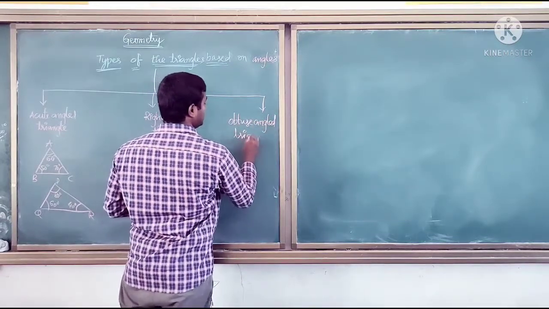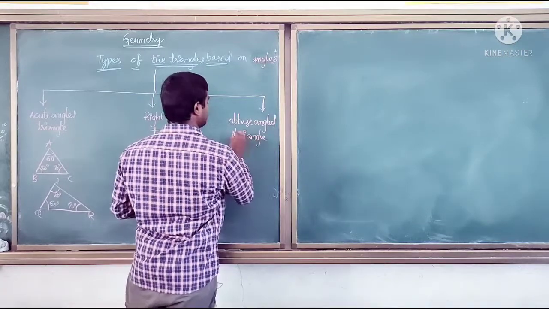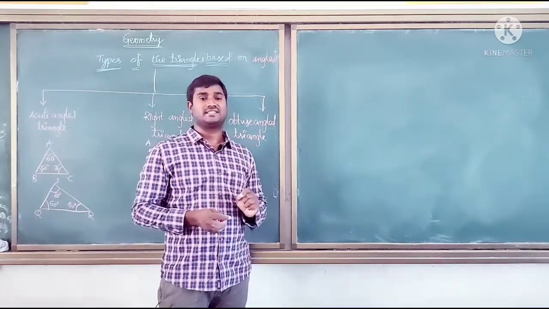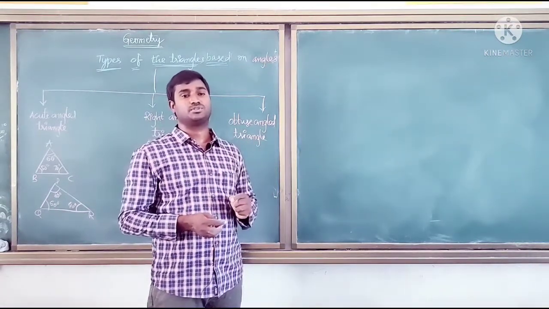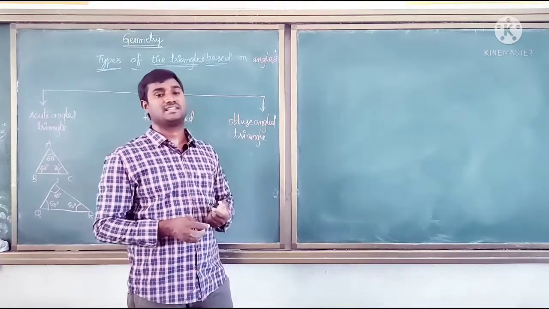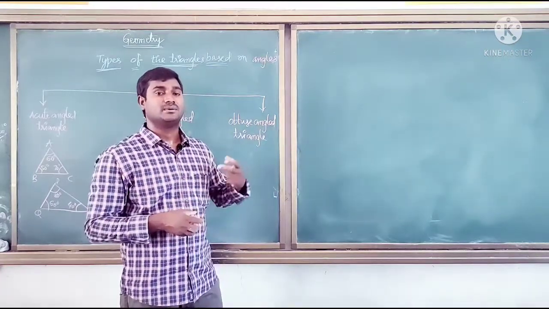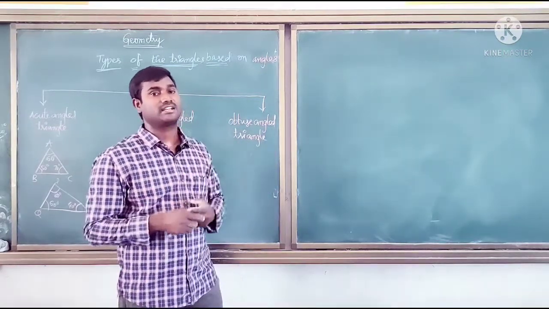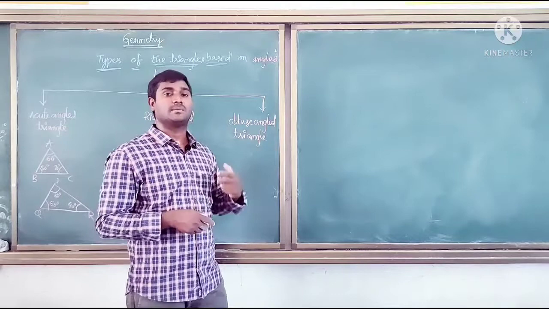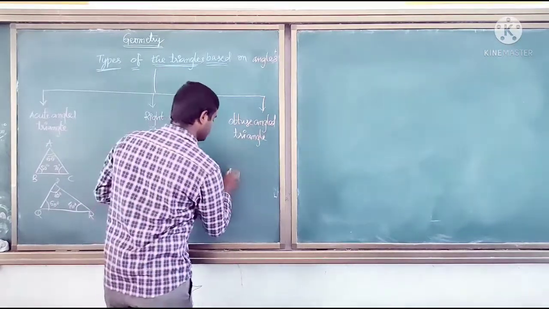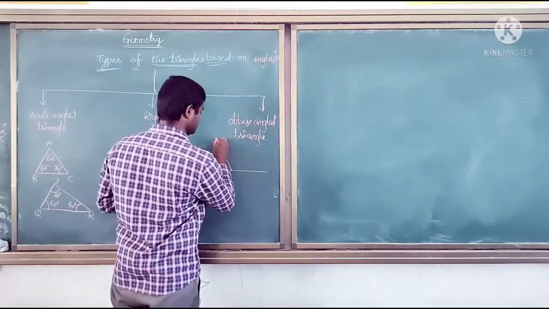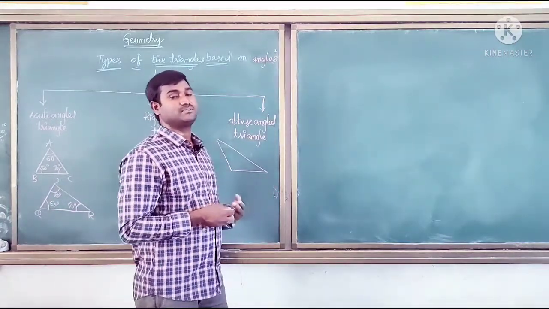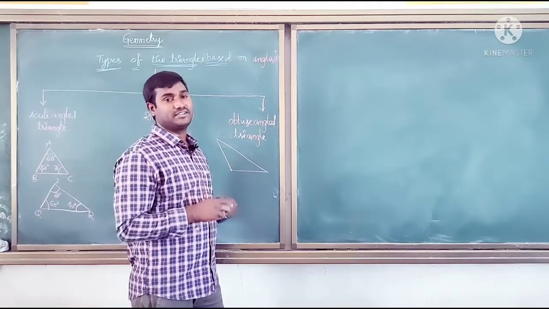In an obtuse angle triangle, if any one of the angles measures obtuse, it is called an obtuse angle triangle. Among the three angles, if any one is an obtuse angle, it is called an obtuse angle triangle. Obtuse angle means we already know it measures greater than 90 and less than 180 degrees.